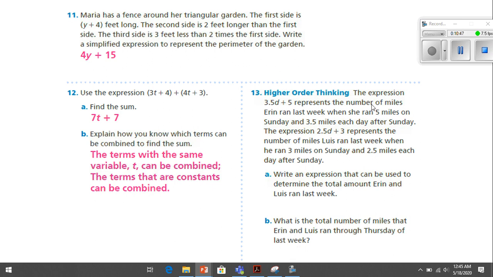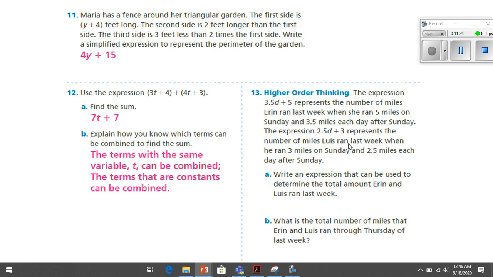Number 13 is a higher order question. The expression 3.5d plus 5 represents the number of miles Erin ran last week, when she ran 5 miles on Sunday and 3.5 miles each day after Sunday. The expression 2.5d plus 3 represents the number of miles Lewis ran last week when he ran 3 miles on Sunday and 2.5 miles each day after Sunday. Write an expression that can be used to determine the total amount Erin and Lewis ran last week.